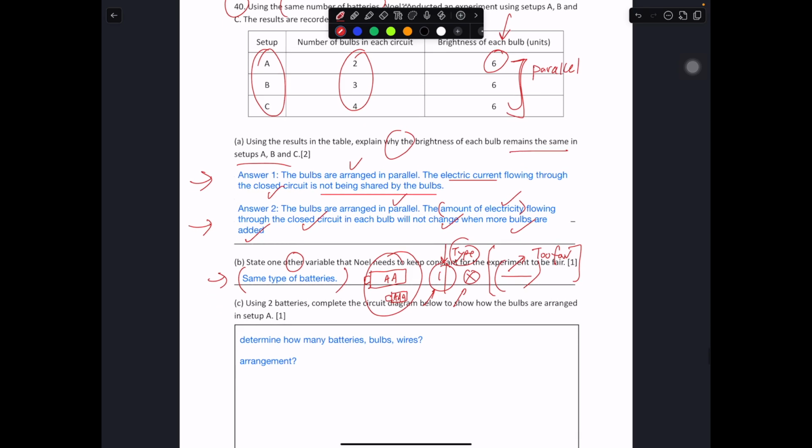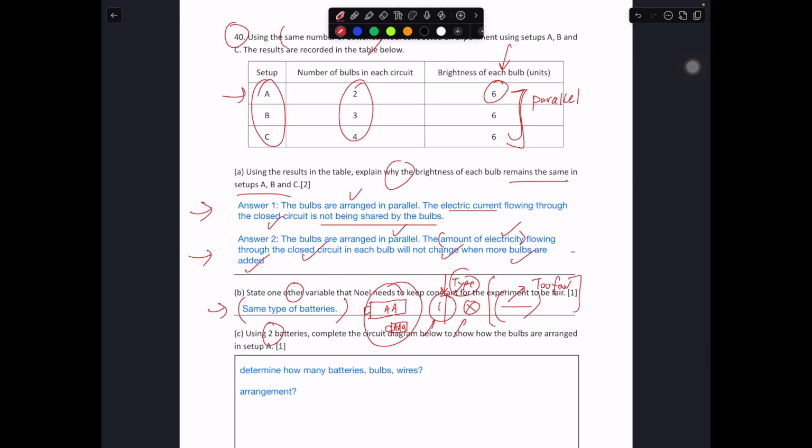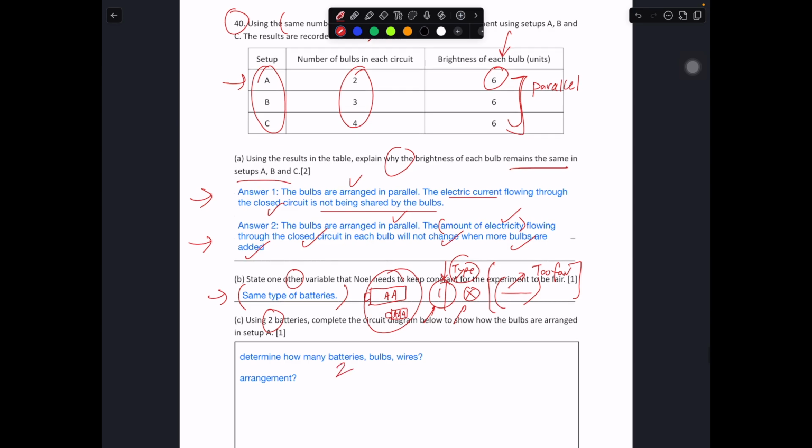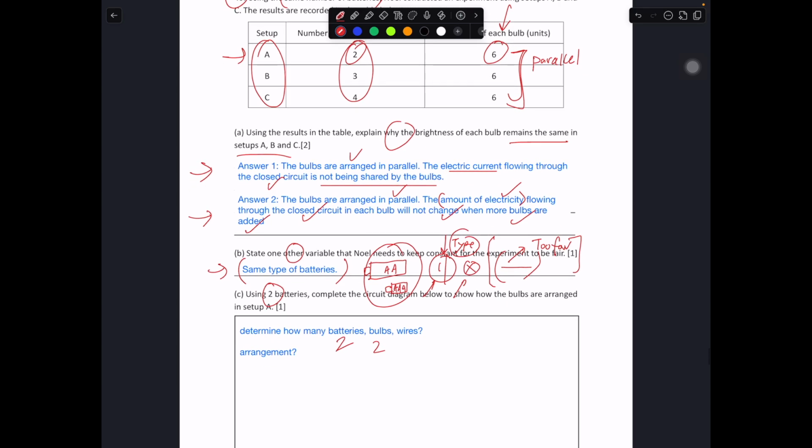So using two batteries, complete the circuit below to show how the bulbs are arranged in A. In A only, not B and C. So you've got to determine how many batteries. I need two batteries. I've got two bulbs. Okay, wire. Maybe you just decide it along when you want to draw it. Then the arrangement is parallel. So how do you draw them?